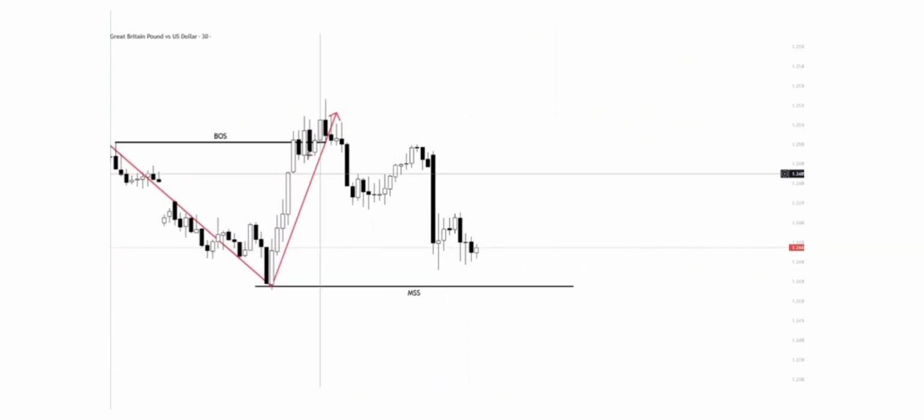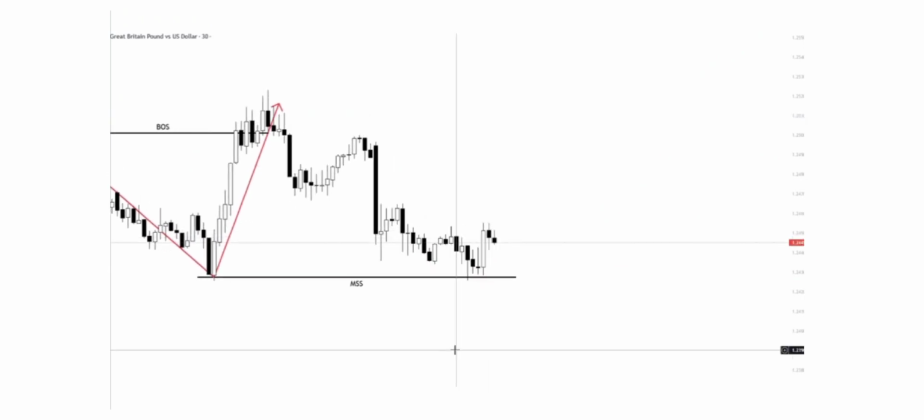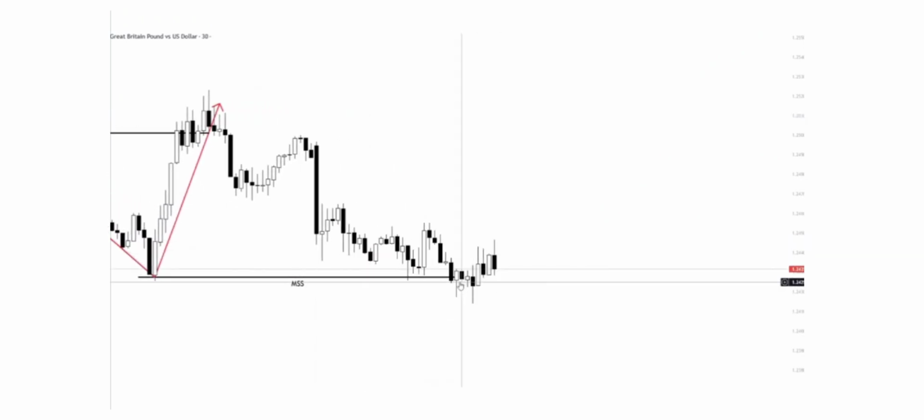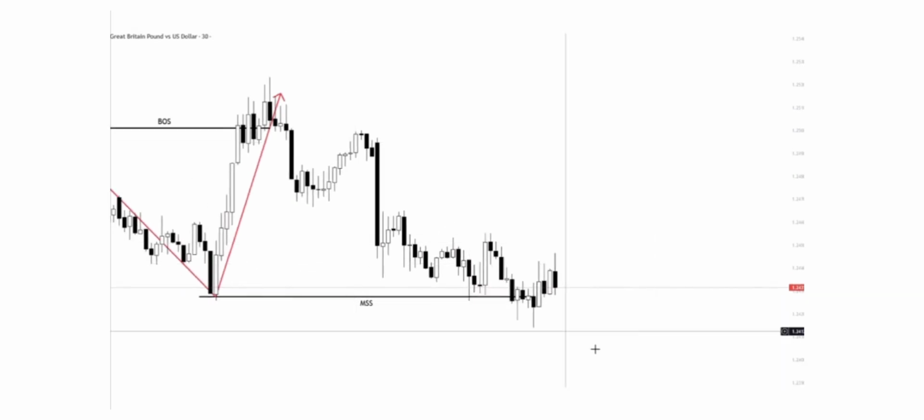And bearish momentum started picking up. Looks like we will finally get a break. And we got the break. So now the market has printed the first indication that it could reverse into a downtrend. So now we apply everything that we've learned in the first minutes.